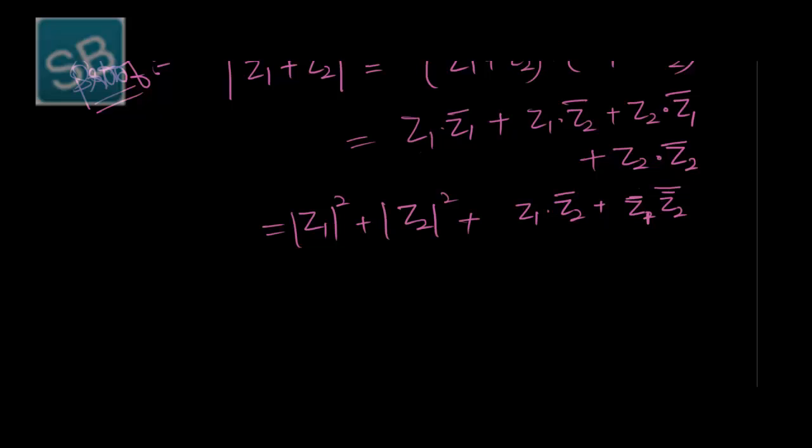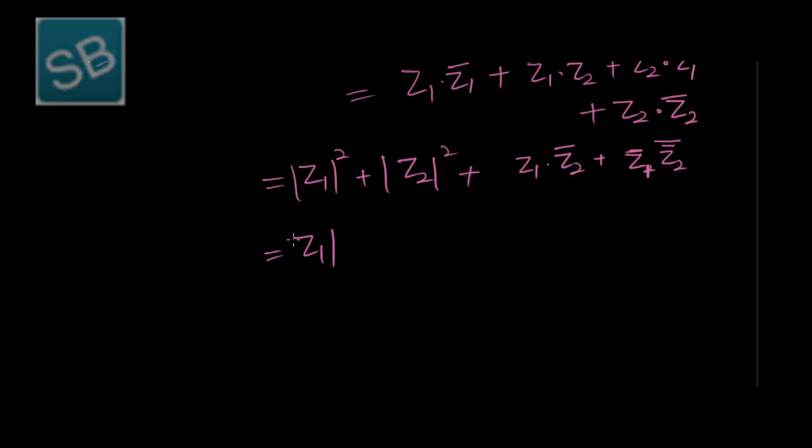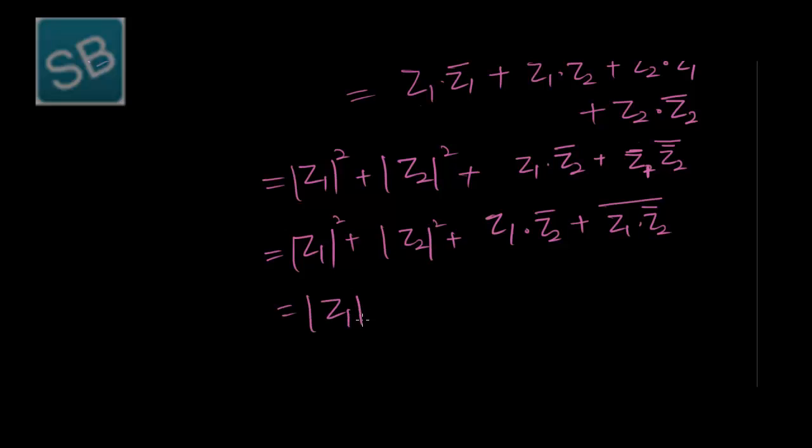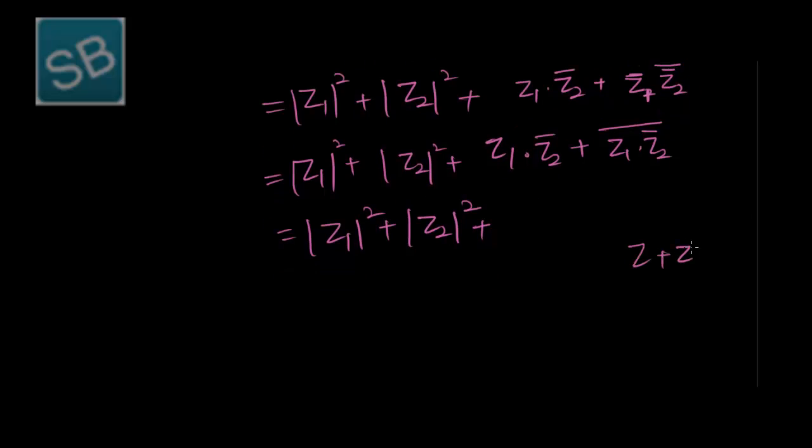That is, we can also write that |Z1|² + |Z2|² + Z1·Z2bar + (Z1·Z2bar)bar, that gives |Z1|² + |Z2|² plus, if we remember, (Z + Zbar)/2 is equal to the real part of Z. So here if it is Z, then it is Zbar, then it is 2 times the real part of Z.